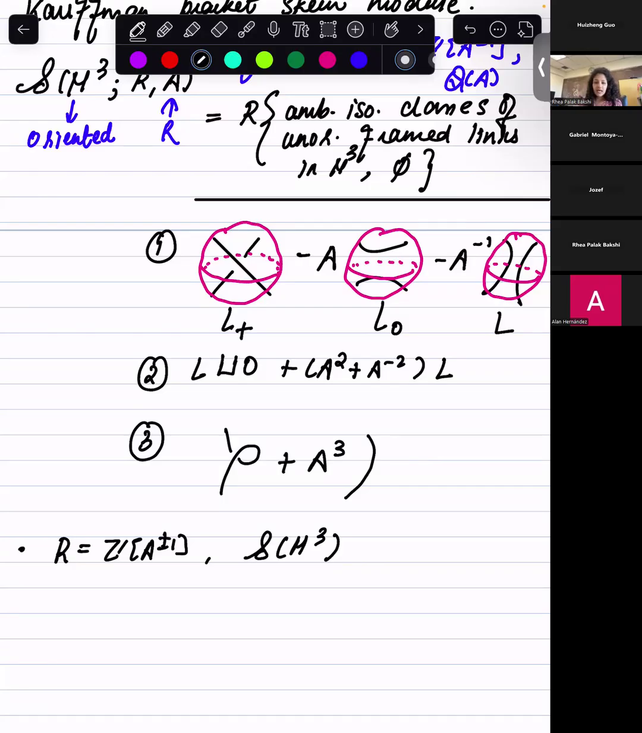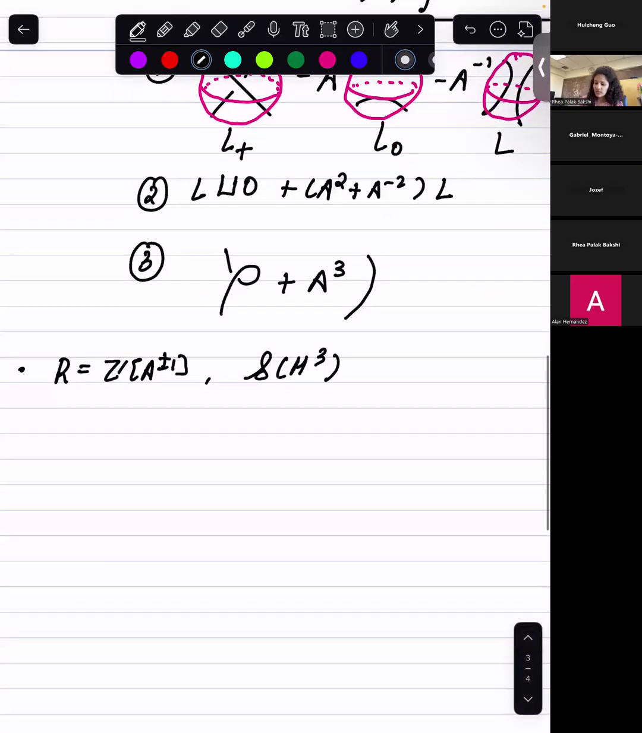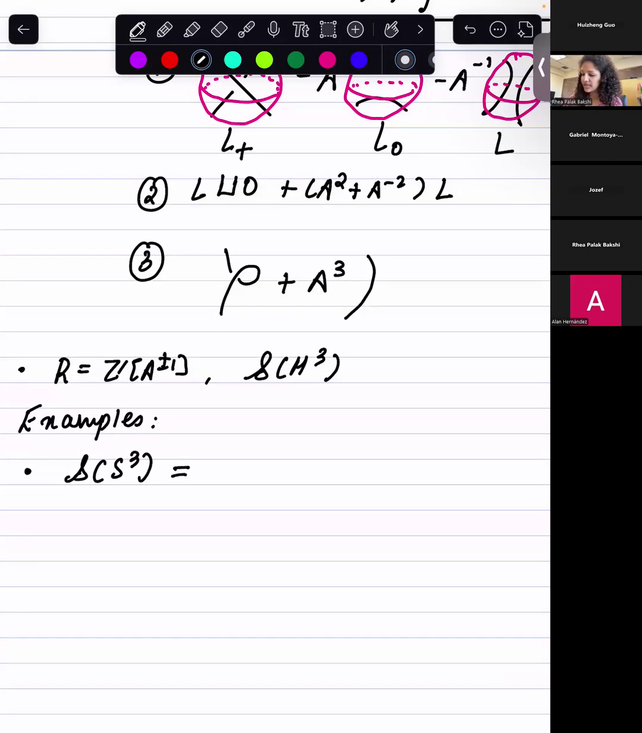So here are some interesting examples of computations that have been done in the past. The existence of the Kauffman bracket polynomial can very well be written just as follows: the skein module of S3 is free on one generator, and the generator is the empty link. So basically, it's just isomorphic to the ring of Laurent polynomials.